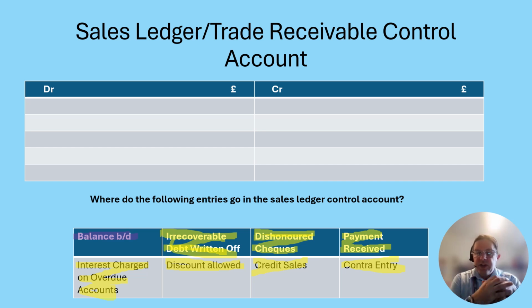There's no need for an exchange of money, and that is the case with sales ledger control in that someone could owe us money and we owe them money, so it balances off each other. So the contra would go on the credit side of the sales ledger control because it reduces the amount of debt that we have. Okay, we'll look at an exam question.